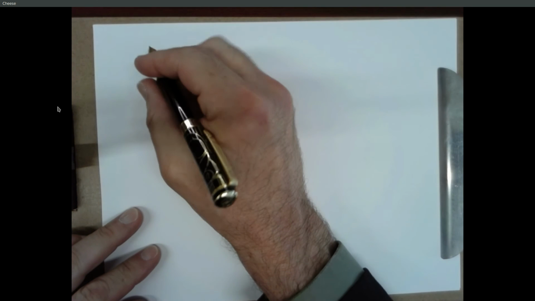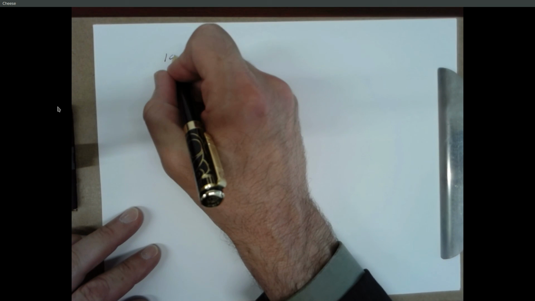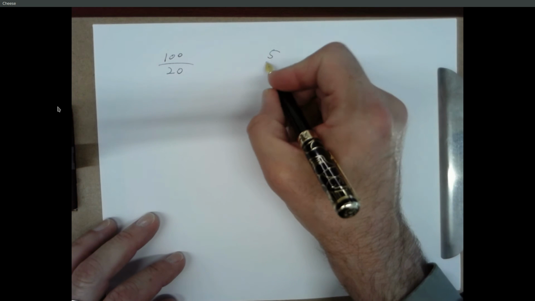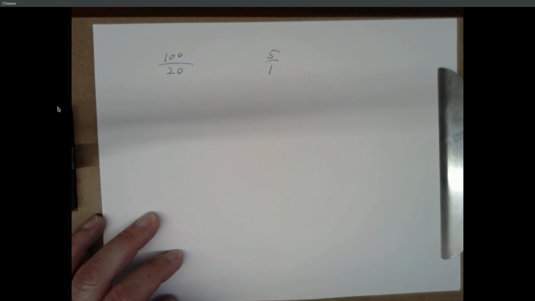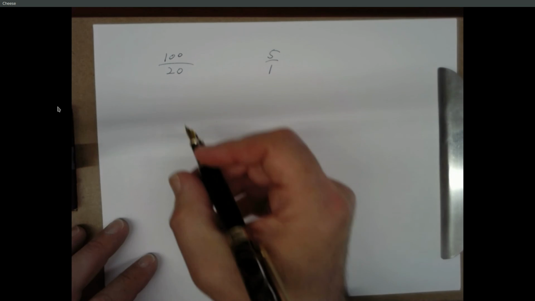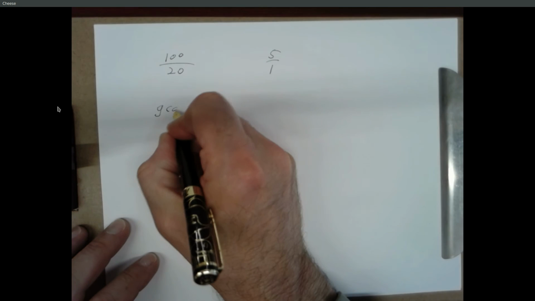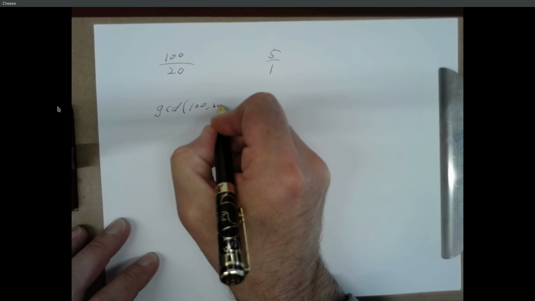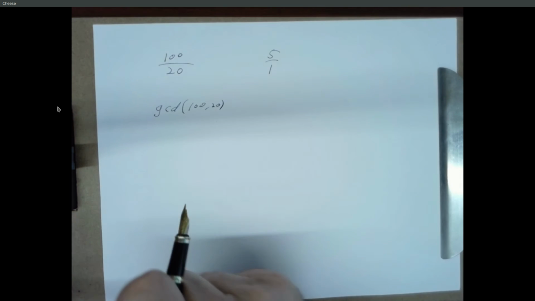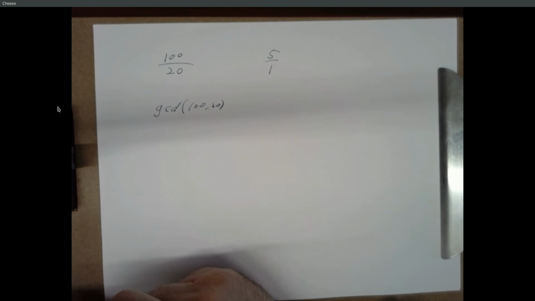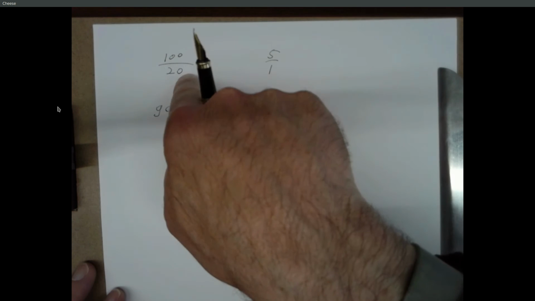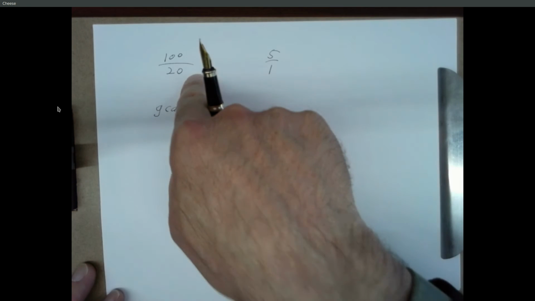All right, reducing fractions. You have a fraction and the numerator is 100 and the denominator is 20. We would like to store this as 5/1. The way you reduce a fraction is find the greatest common factor, the greatest common divisor, and then divide the top and the bottom by that GCD. In this case, the greatest common divisor is 20. That brings you down to 5, and that brings you down to 1.